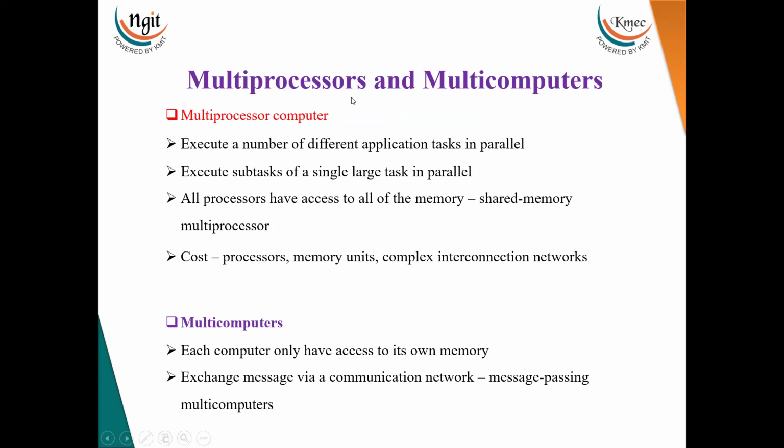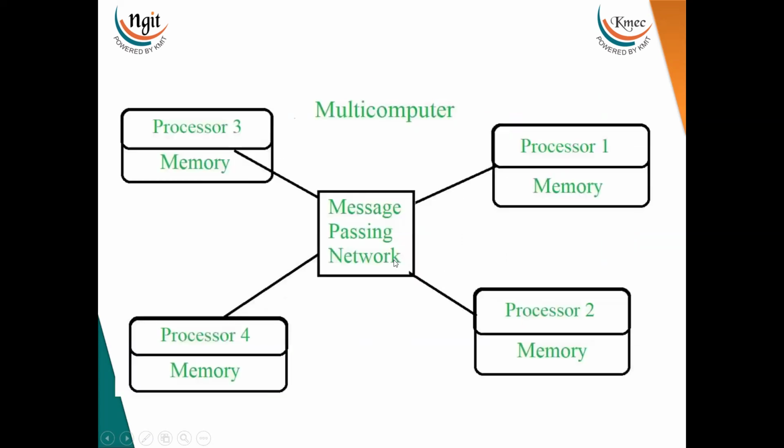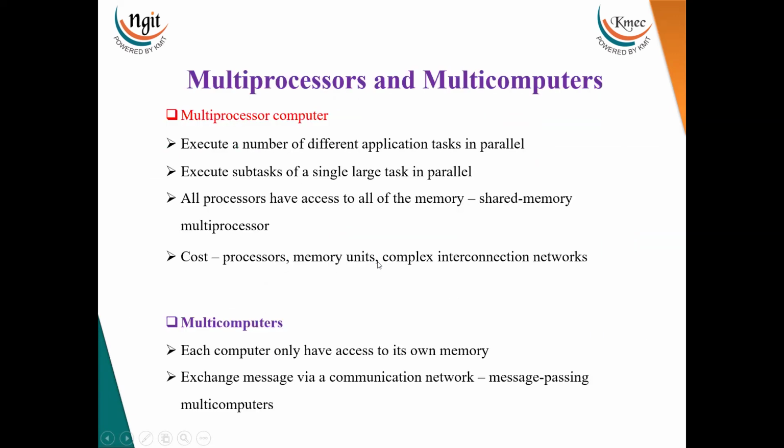Next, multiprocessor and multi-computer. This is the diagram for the multiprocessor. Here more than one processor is there and all processors are sharing the same memory. Now this is a multi-computer. Here again four different processors are there, but each has its own memory, and this is called a single computer. These systems communicate by using a message passing network. With this we can increase the speed and efficiency of the system.